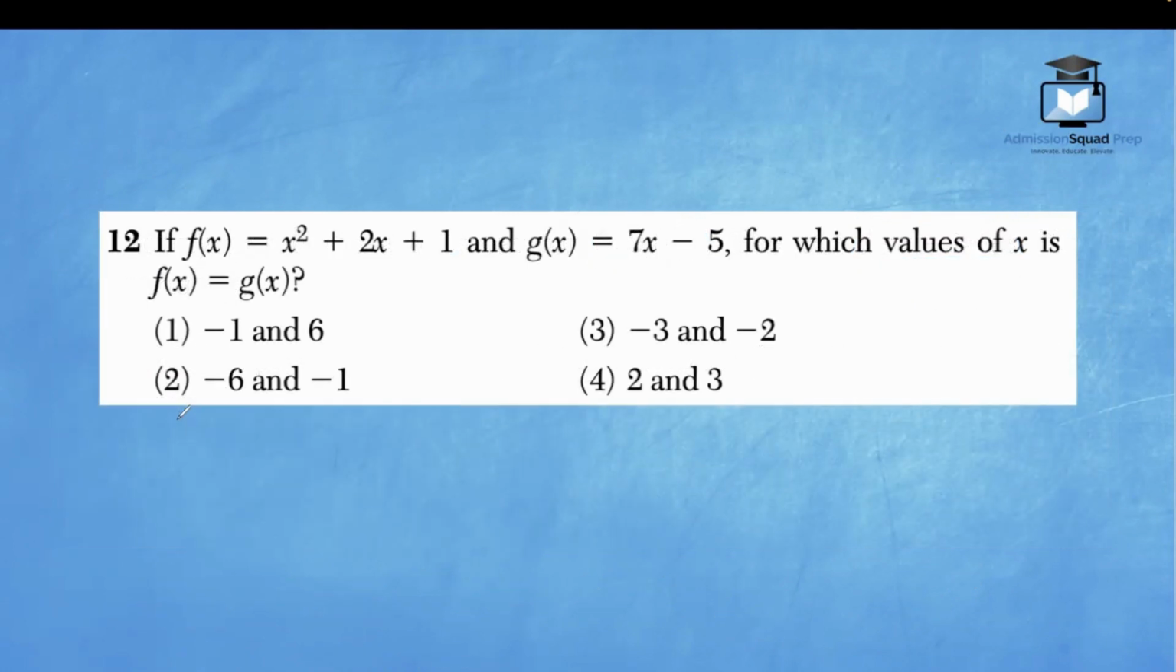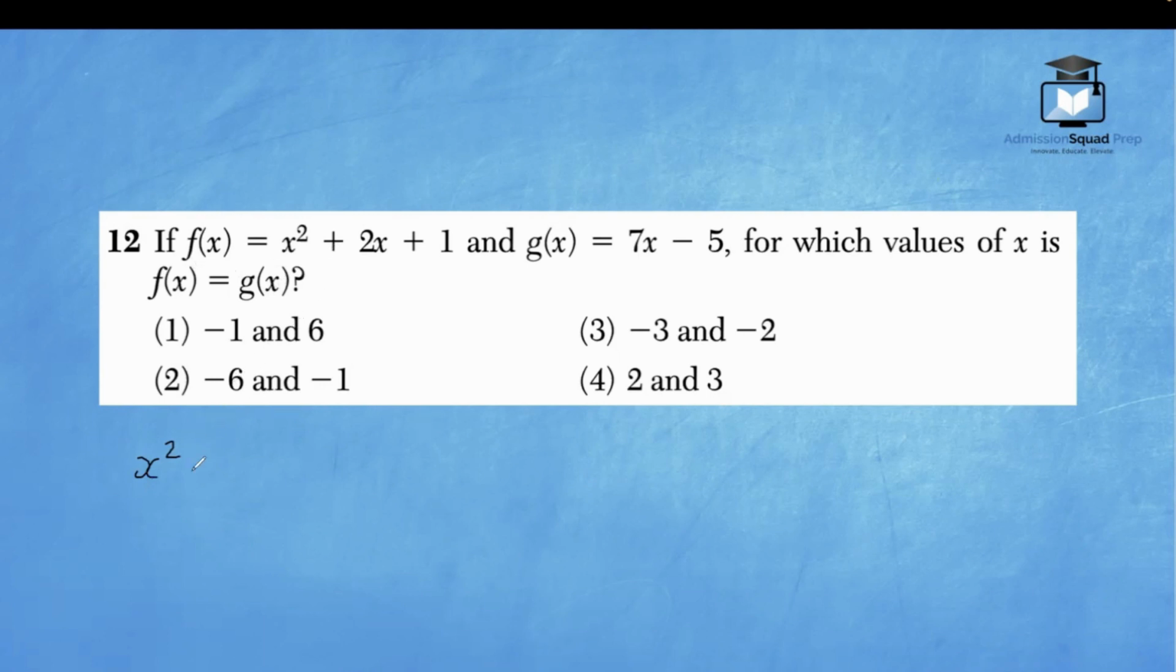For question number 12, it states, if f of x equals x squared plus 2x plus 1 and g of x equals 7x minus 5, for which values of x is f of x equal to g of x? This problem wants us to determine when the y values of both of these functions are equal. To solve algebraically, I will set the two equations equal to one another. We're trying to determine the values of x when f of x equals g of x. So let's go ahead and make f of x equal to g of x.